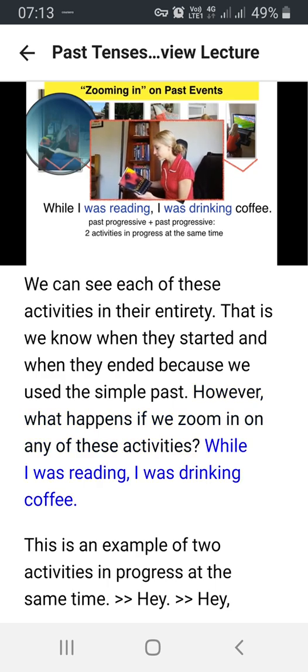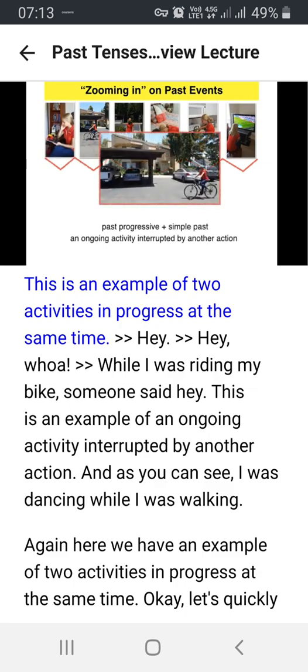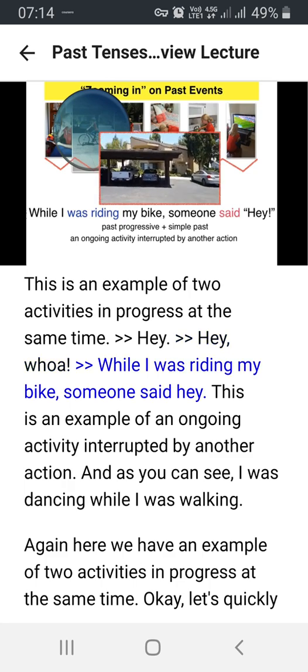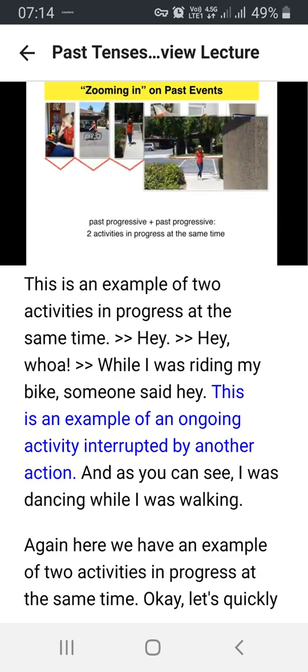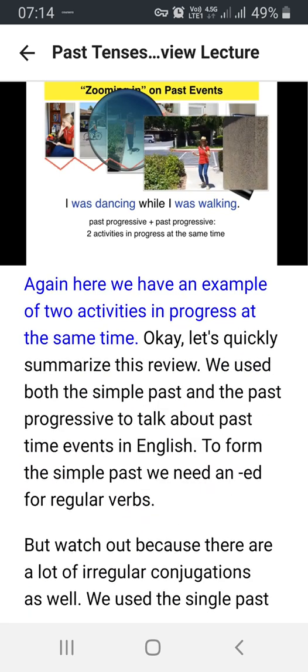While I was reading, I was drinking coffee. This is an example of two activities in progress at the same time. Hey. Hey, whoa! While I was riding my bike, someone said, hey. This is an example of an ongoing activity interrupted by another action. And as you can see, I was dancing while I was walking. Again, here we have an example of two activities in progress at the same time.